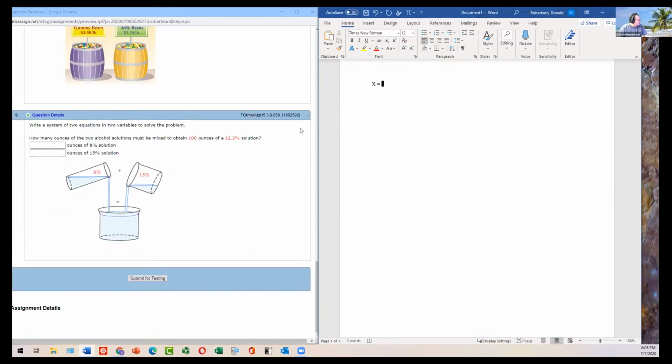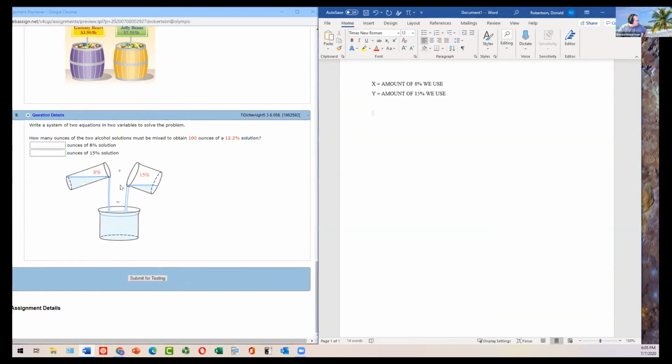So here goes. So X is the amount of 8% we use. And y is going to be equal to the amount of 15% solution we use. Okay, so that's step one. Right. So that should become pretty obvious now, right? We've done enough step ones. Let's look at step two.